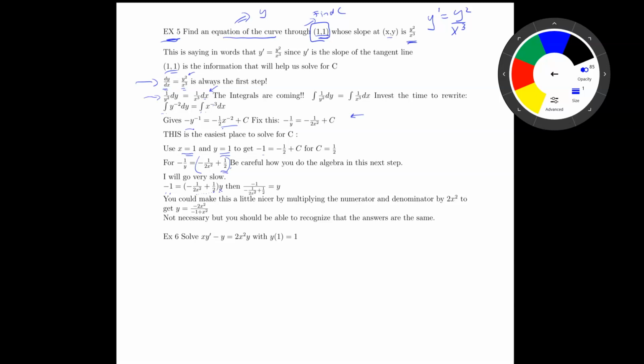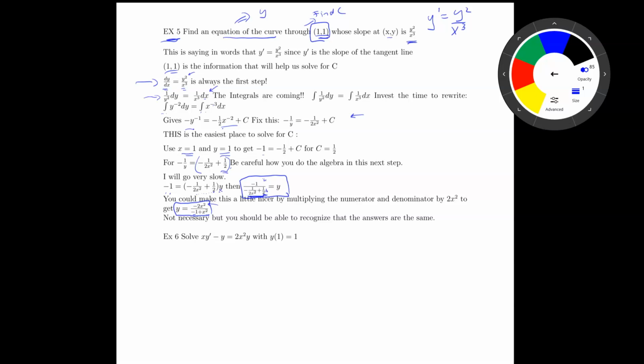And I'm expecting you to be able to do this because you're second semester college math people. So you want to multiply top and bottom of this fraction by 2x squared. So multiply -1 by 2x squared. Multiplying this down here by 2x squared, I get a -1. Multiply this by 2x squared, I get an x squared. So this looks much nicer, right? So you should be able to recognize that this is the same as this. Yes? Okay. All right. So let's dig into the next one.